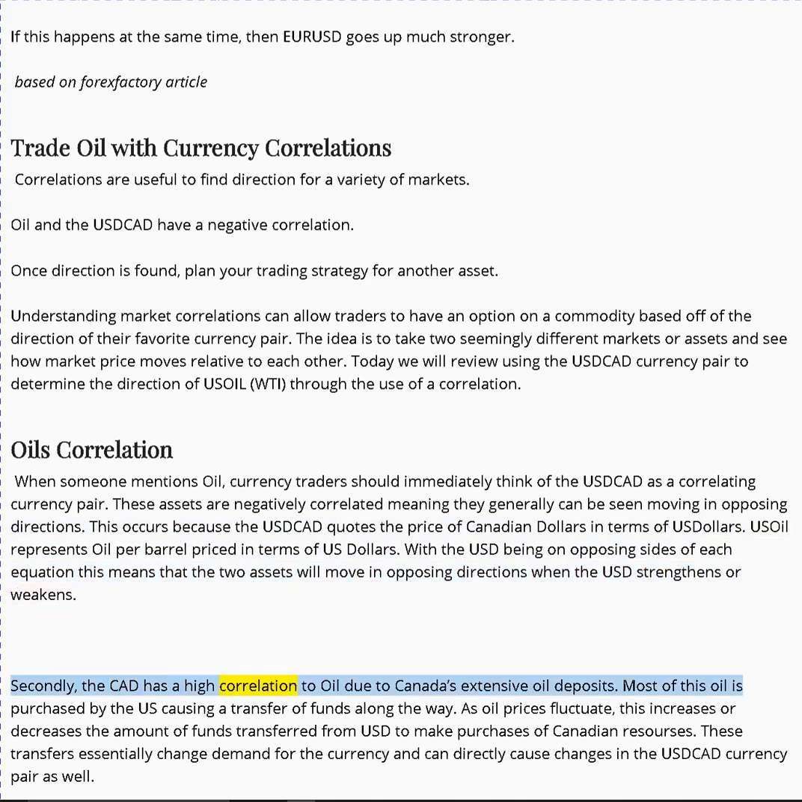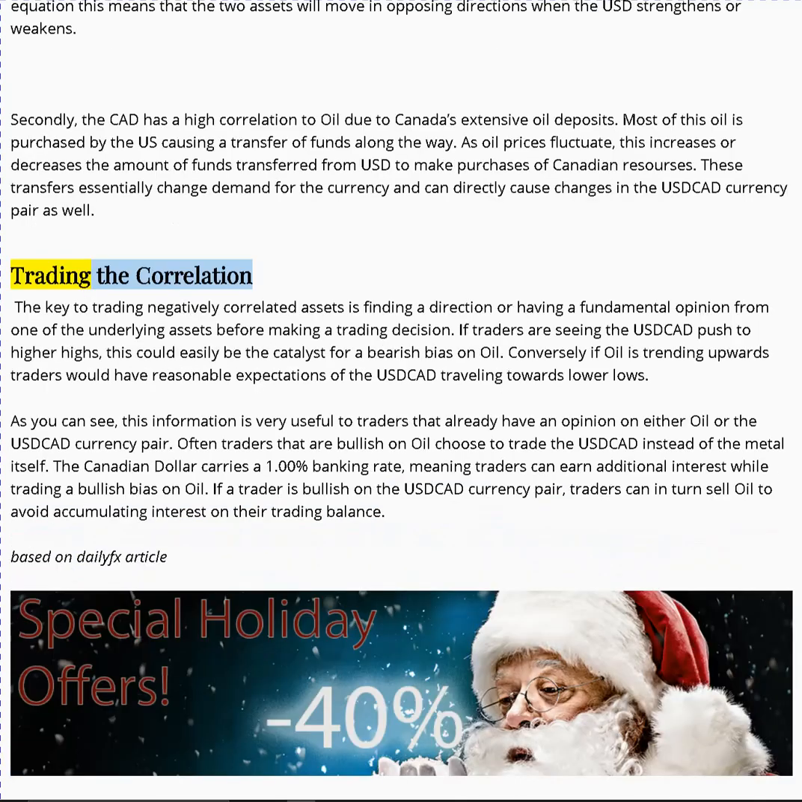Secondly, the CAD has a high correlation to oil due to Canada's extensive oil deposits. Most of this oil is purchased by the US, causing a transfer of funds along the way. As oil prices fluctuate, this increases or decreases the amount of funds transferred from USD to make purchases of Canadian resources. These transfers essentially change demand for the currency and can directly cause changes in the USDCAD currency pair as well.